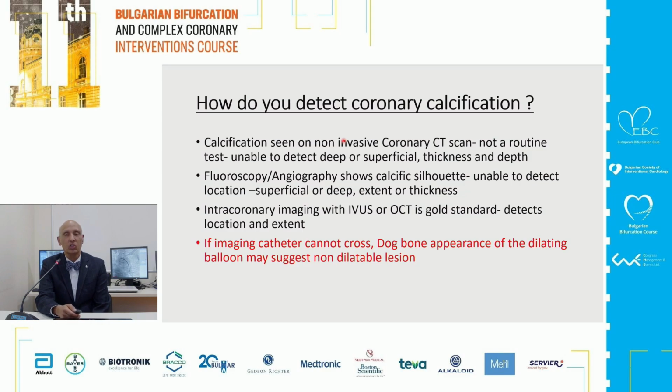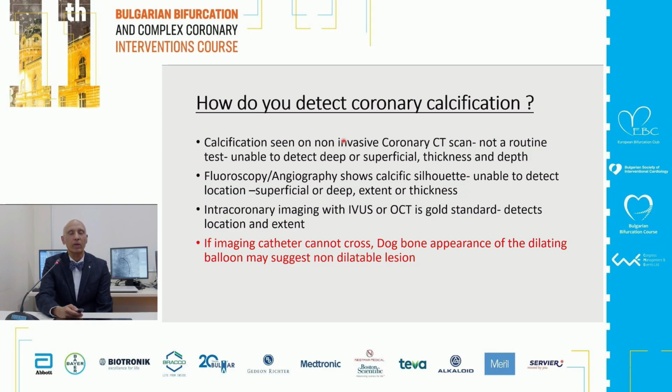However, even though calcification is seen on a CT scan, how deep it is, how superficial it is, and what the thickness and depth of calcification is cannot be determined with this technique. Obviously, we do fluoroscopy angiography when we do coronary angiography, and very often we depend on the appearance of the calcific silhouette of the vessel to determine whether there is calcification or not. This is a very simple method. However, it tells you that there is calcification, but does not tell you whether it is superficial or deep. What is the thickness, what is the extent, is really not known.